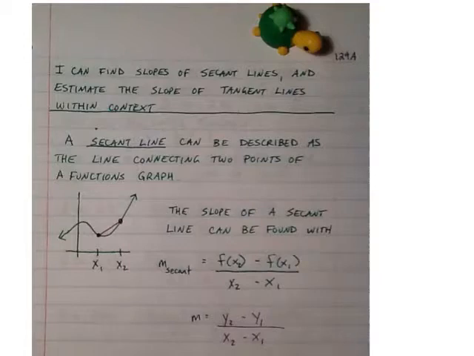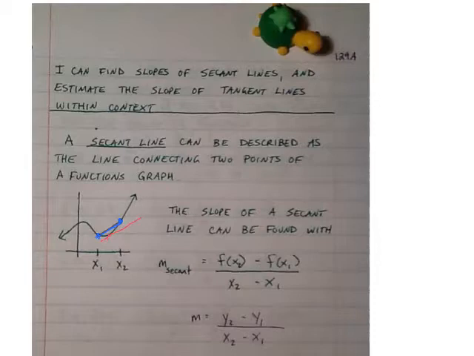We'll begin our notes on page 129A, where we introduce the definition of a secant line. A secant line can be described as the line connecting 2 points on a function's graph. So we have this point on the graph and this point, and the secant line connects those 2 points. In calculus, we start by exploring secant lines, and eventually we look at the tangent line, the line that just touches the graph at one point.